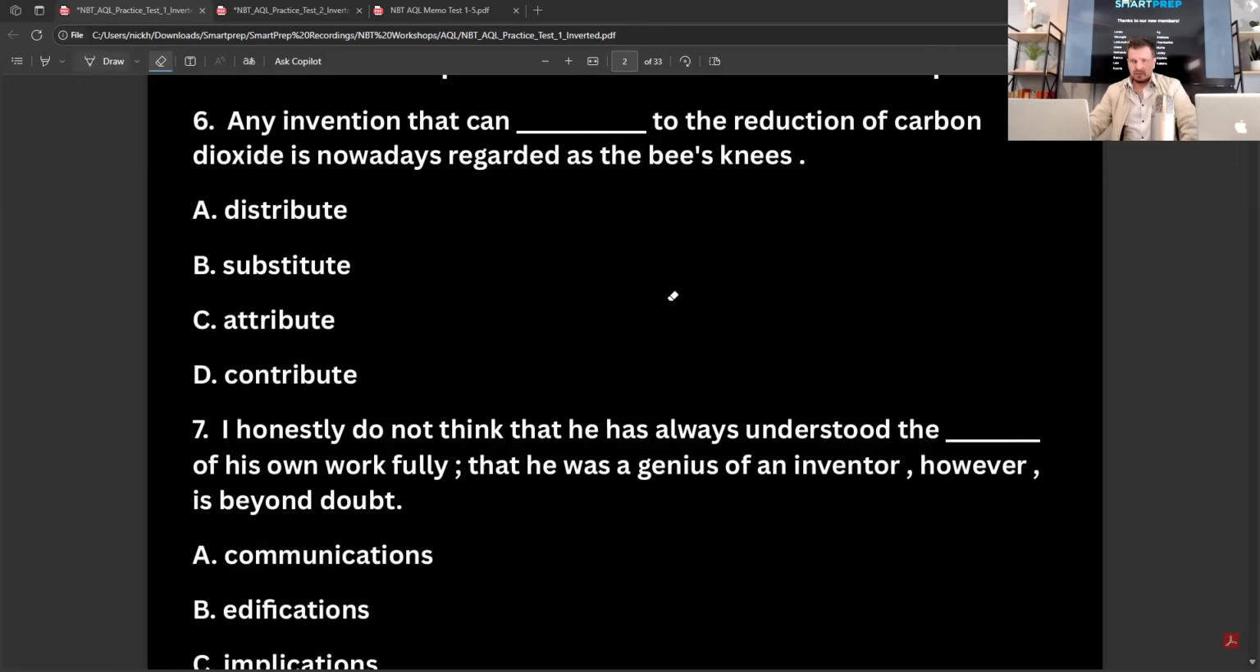Any invention that can contribute, right? So contribute means to help. If you contribute to the society, you're helpful, right? So you want to help reduce the amount of carbon dioxide. So that answer would be D.